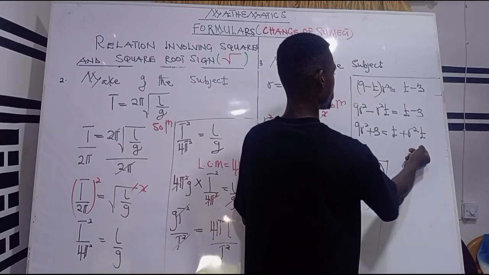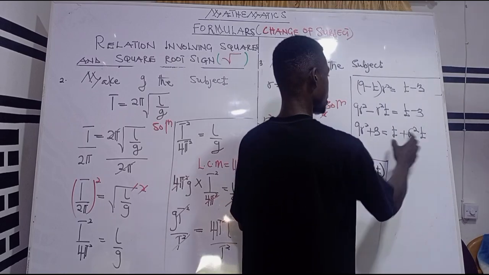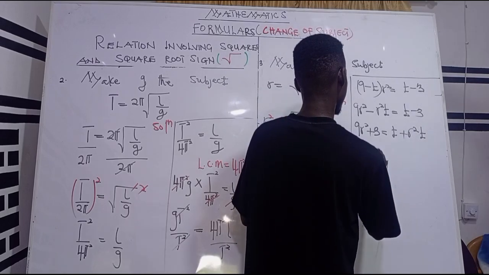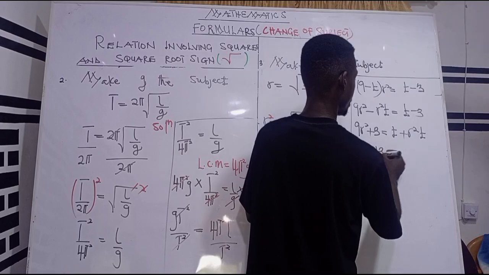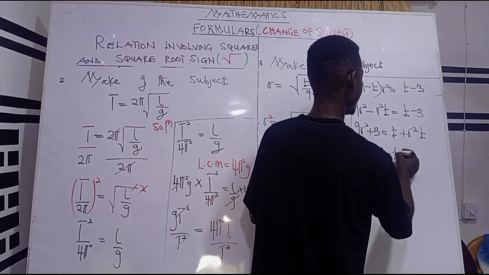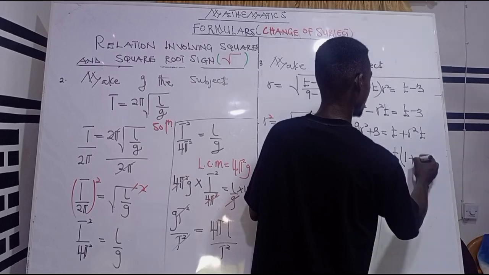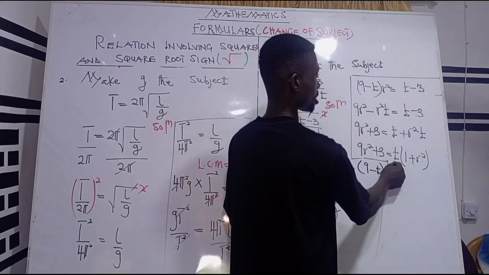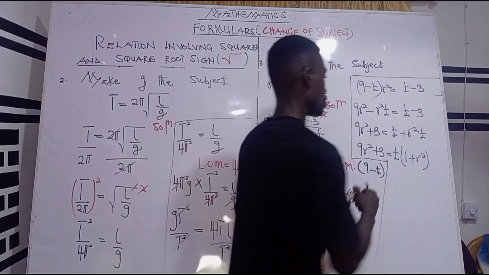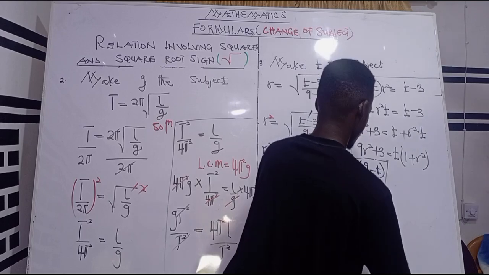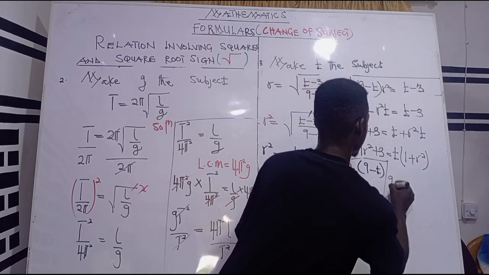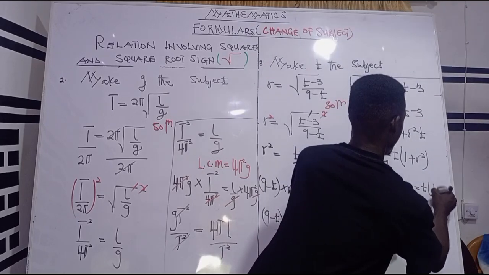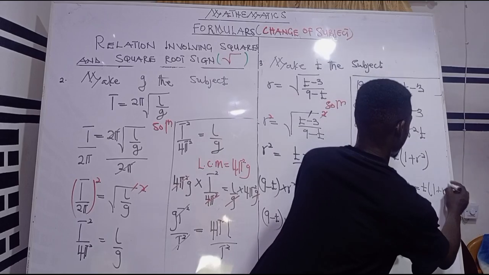So we want to make t the subject. Realize that we have t here, t here. So we can factorize the t out. So we are going to get 9r squared plus 3 is equal to, so we are factorizing t out, we are left with 1 plus r squared. Good. Now our intention is to make t the subject. So what do we do at this very point? So we have, let me rewrite it here. We have 9r squared plus 3 is equal to t multiplying 1 plus r squared bracket close.